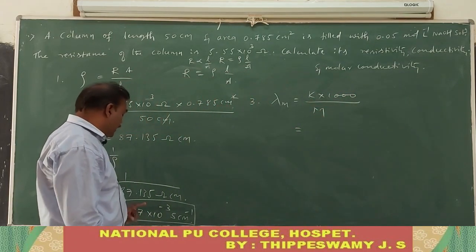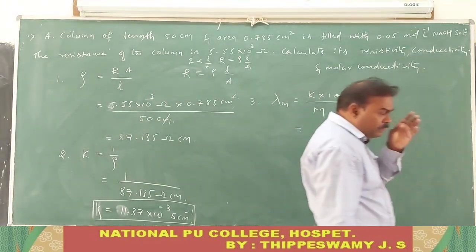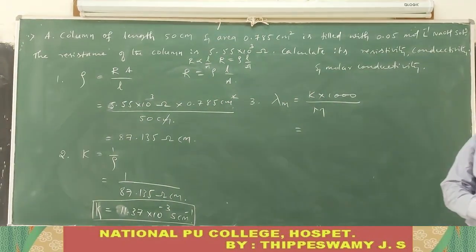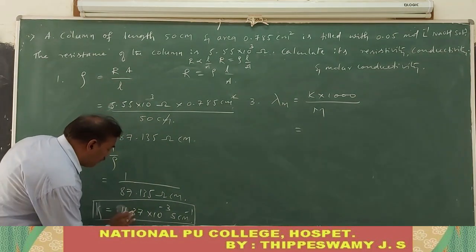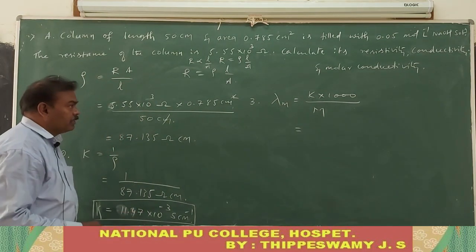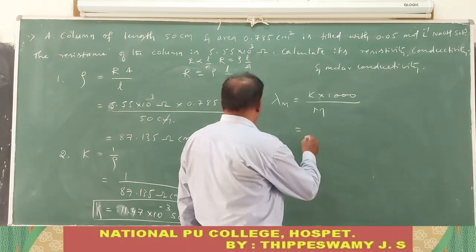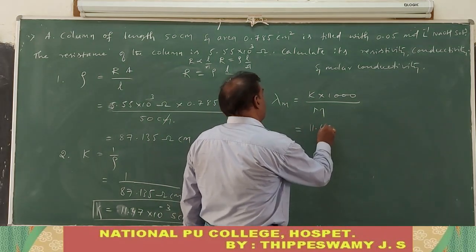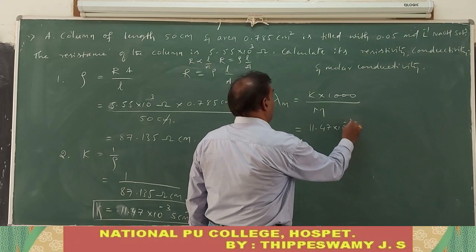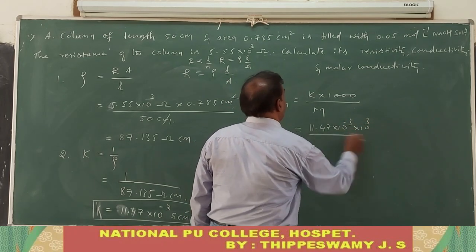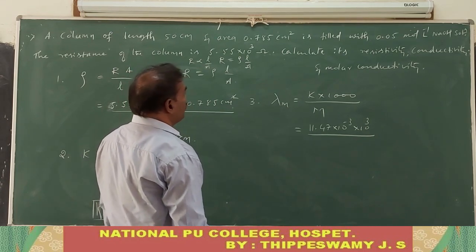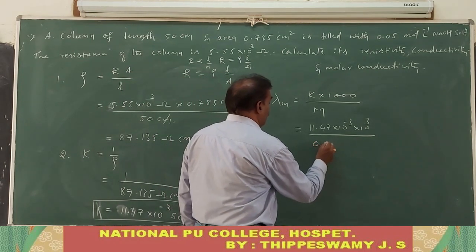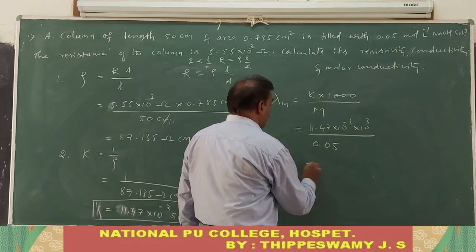What is the value of K we are getting now? S, value of K. And what is the value of the molarity? Can you tell me now? What is the value of K and what is the value of the molarity of the solution? It is 11.47 only, not 37. Yes, value of K will be 11.47 into 10 to the power minus 3 into 1000, that is 10 power 3, divided by the molarity of the solution given, 0.05.